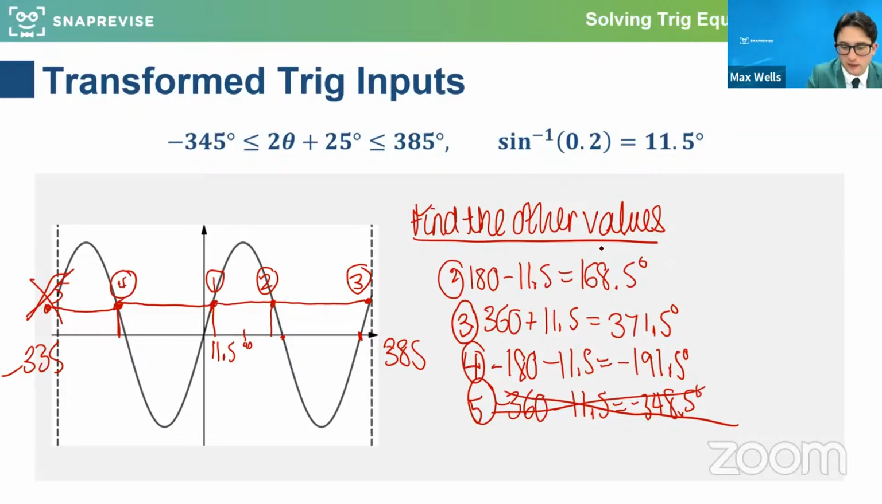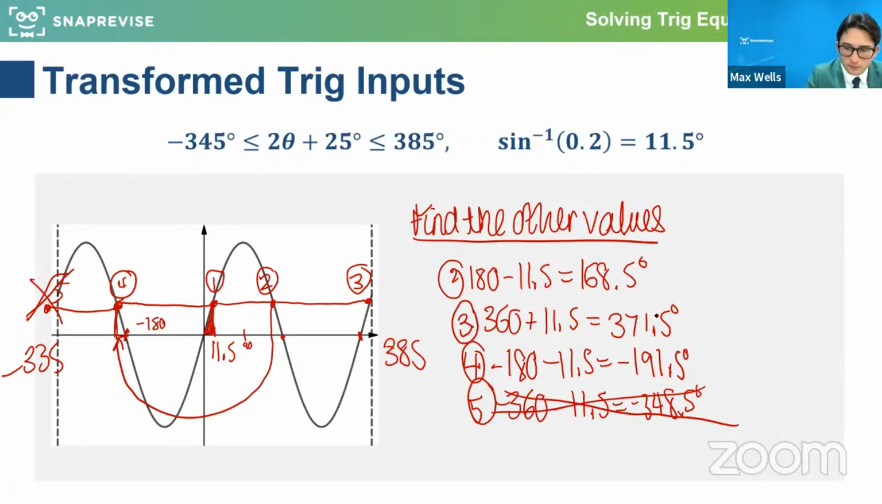Okay, so you find the other values. And these values are all for 2 theta plus 25. This one here is minus 180, so it's like 11.5 back from there. If you can see the sort of symmetry. You could think of it as well as this value take away 360. It would get you to the same place. Okay, good. Right, now that's how you get the values for 2 theta plus 25. We are going to have to adjust them all, which I'll do in a minute.